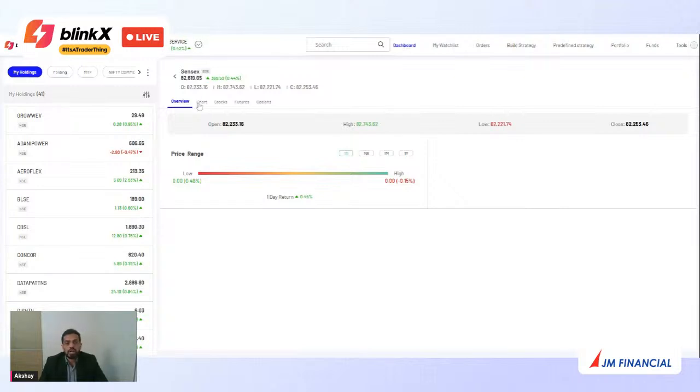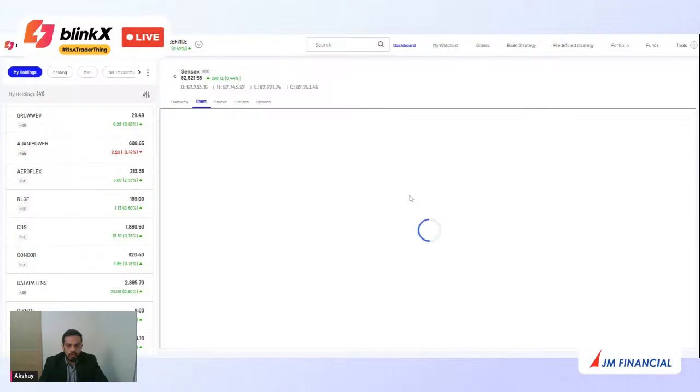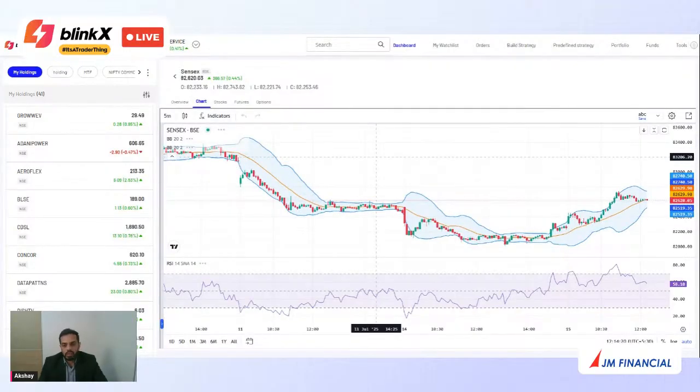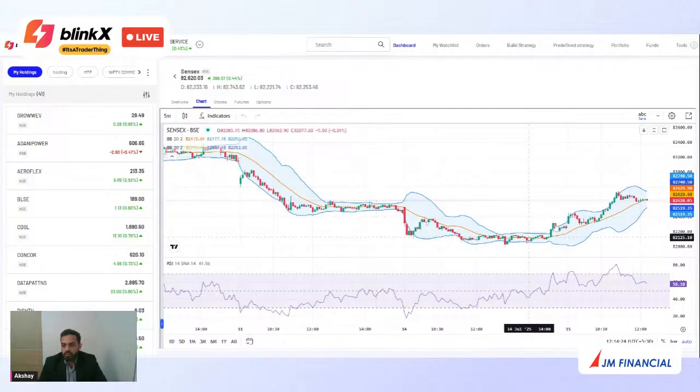Now, next I go to the chart option. If you look at the chart on the BlinkX platform, we are looking at the Sensex option. Now, the candlestick chart is what you can clearly see. I have also imposed a Bollinger Band on this. Now, Bollinger Band gives you a rough estimate of a band where the Sensex is expected to trade for the day. The bands keep on adjusting as the price moves, but it is a good indicator which I am comfortable to trade the expiry days. It is one of my favorite indicators which I use.